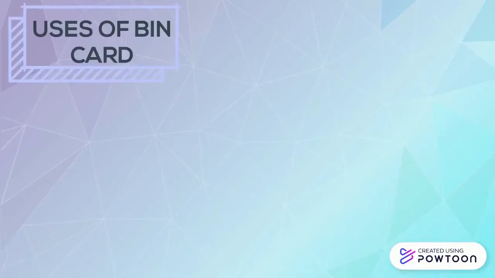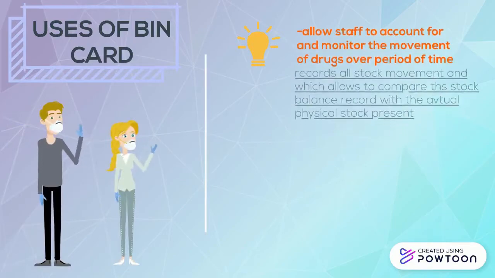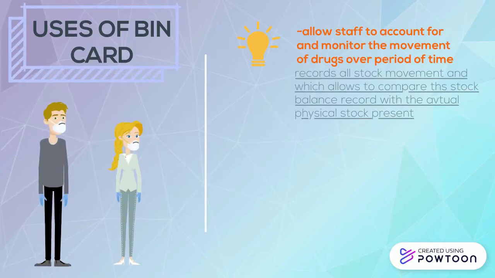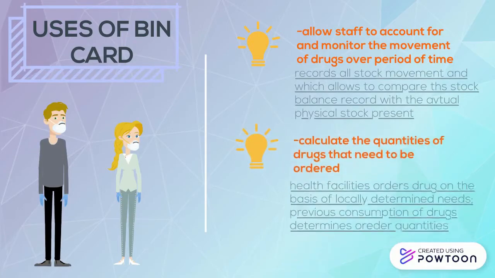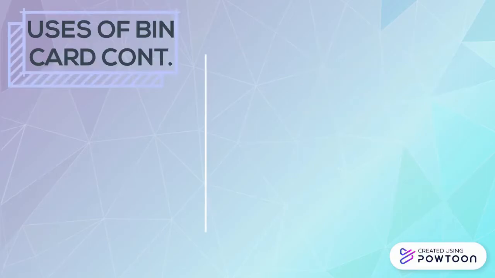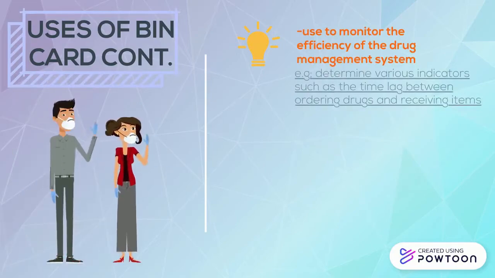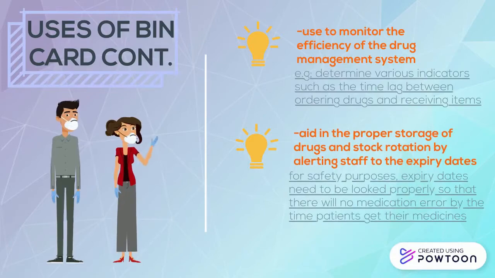We will move on to the uses of bin card. The first one is to allow staff to account for and monitor the movement of drugs over a period of time. Furthermore, it helps to calculate the quantities of drugs that need to be ordered. Use number 3, it is used to monitor the efficiency of the drug management system. A bin card is also to aid in the proper storage of drugs and stock rotation by alerting staff to the expiry dates.